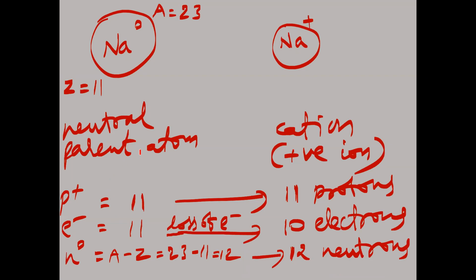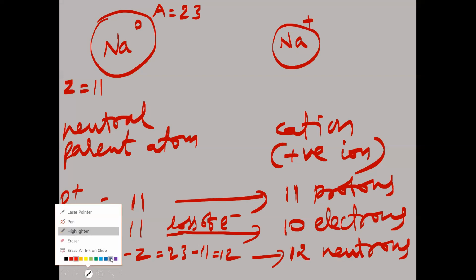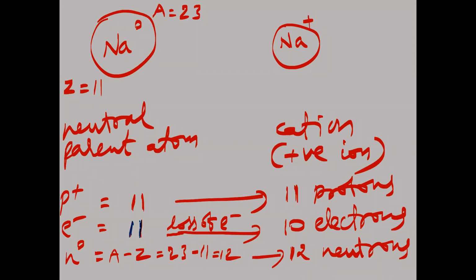If you take a neutral parent atom and its cation, what will be the same? The number of protons will be the same in both species. The number of neutrons will also be the same. The neutrons formula is A minus Z, where A is the mass number and Z is the atomic number. So 23 minus 11 is equal to 12 neutrons in the sodium atom. In the sodium ion also, 12 neutrons will be present. Only the electrons number is changing: here 11, here 10.